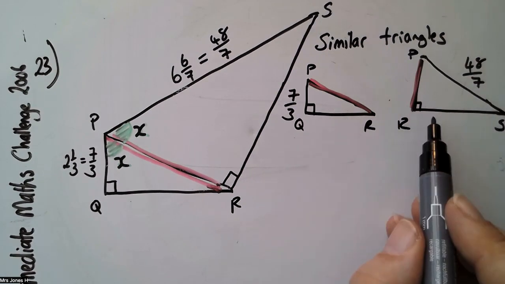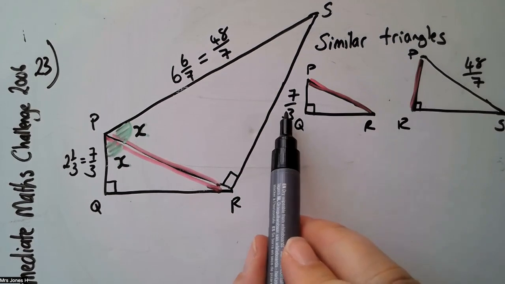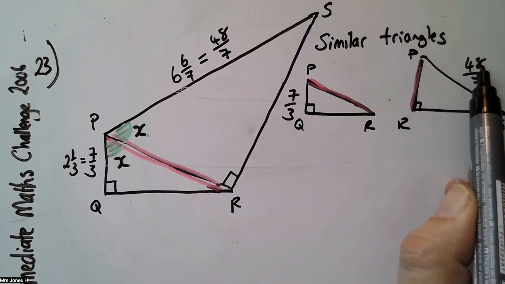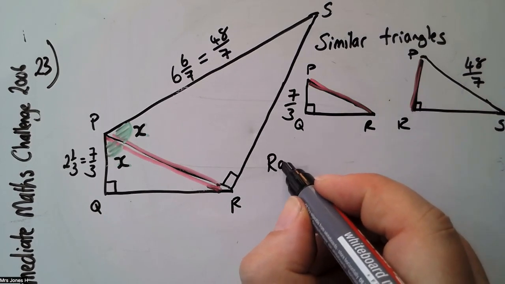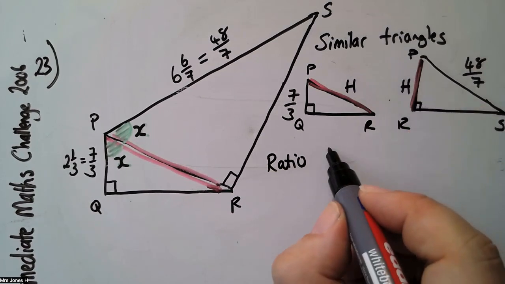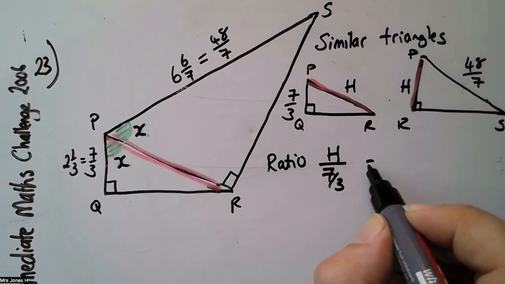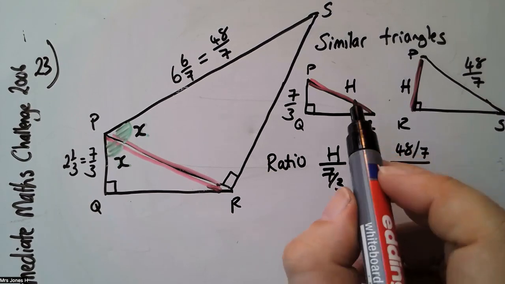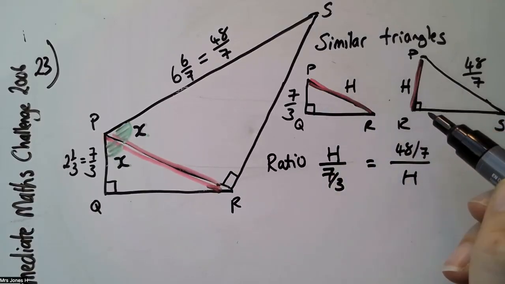Now, because they're similar triangles, I know that the corresponding lengths must be in the same ratio. So when you've got this big length divided by 7/3, that has to be the same as taking this length here and dividing it by this unknown here as well. If we call this length H, then H divided by 7/3 has to be the same as the ratio 48/7 divided by this H here. They are exactly the same length, they are both PR, and that is what we're trying to find out.